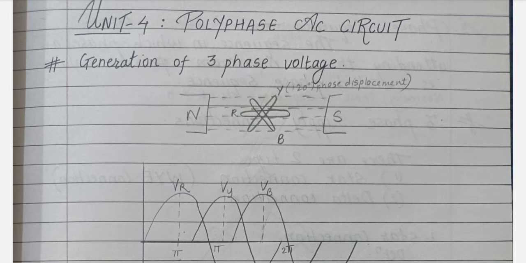Polyphase AC circuits and transformers play a crucial role in electrical engineering for efficiently transmitting and distributing electrical power. If I craft its introduction, the polyphase AC circuit and transformers form the backbone of modern electrical power systems, enabling the efficient generation, transmission and distribution of electricity. Unlike single phase systems, polyphase systems utilize multiple alternating current waveforms with a specific phase relationship. Commonly we are going to see three phase relationship. This design enhances power generation and delivery efficiency.